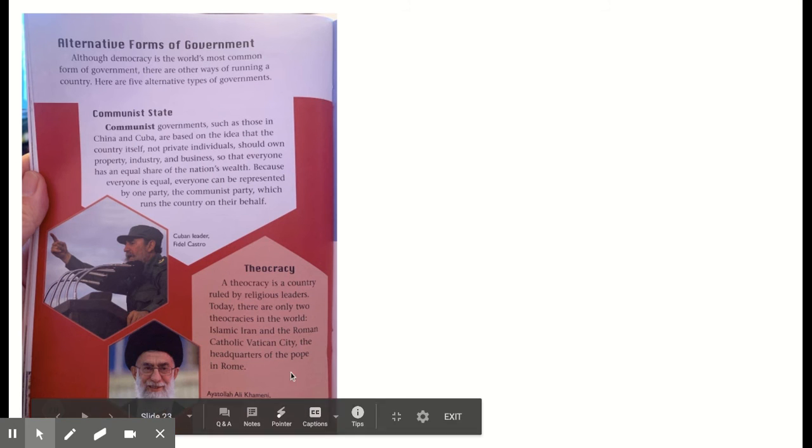Because everyone is equal, everyone can be represented by one party, the Communist Party, which runs the country on their behalf. And that shows the leader of Cuba, Fidel Castro. Underneath that is the theocracy. A theocracy is a country ruled by religious leaders. Today, there are only 2 theocracies in the world, Islamic Iran and the Roman Catholic Vatican City, the headquarters of the Pope in Rome. And down here is a picture of Ayatollah Ali Khamenei, the leader of Iran.